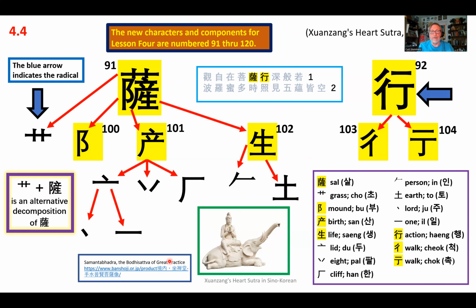If you look at all this stuff on this slide, every new character is highlighted in yellow and has a number. The first line under the main character is the primary components of that character. One of them will have a blue arrow pointing to it. That's the radical for that character. In the case of heng, it is itself a radical, so the blue arrow is pointing directly at the character itself, not at one of its components.